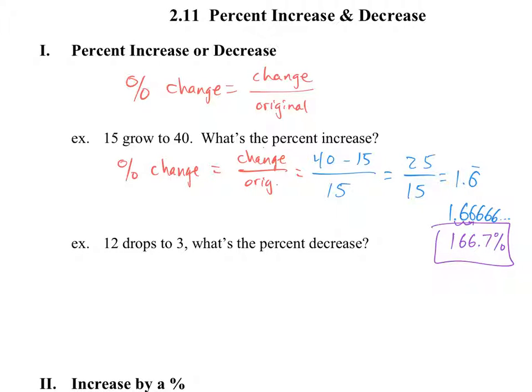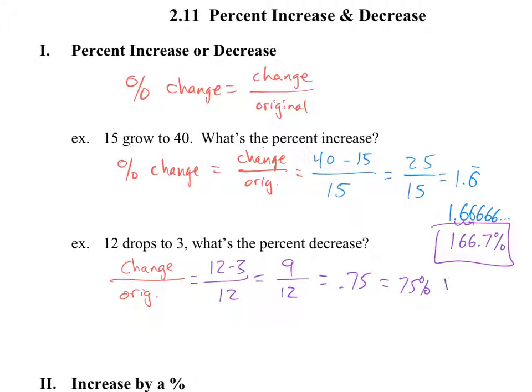If we were to do the percent decrease, let's see what happens. If we have 12 drops to 3, I want to do the change divided by the original. The change is going to be 9, so 12 minus 3 gives me 9. A lot of people won't show that step. But the original, is it the 3 or the 12? 12. So now we get something less than 1, because 9 over 12 is less than 1. We get 0.75, which would be 75%. So I really should say it's a 75% decrease.